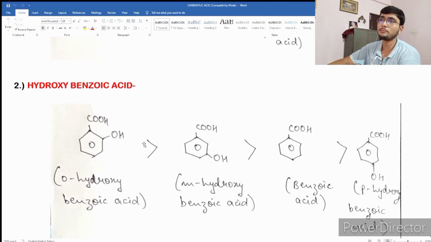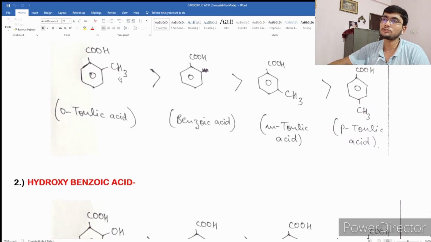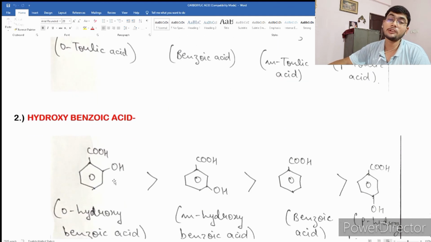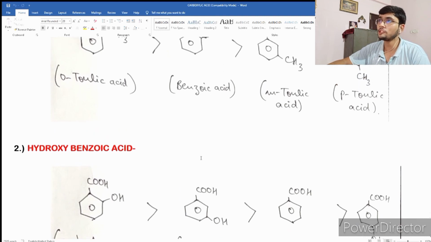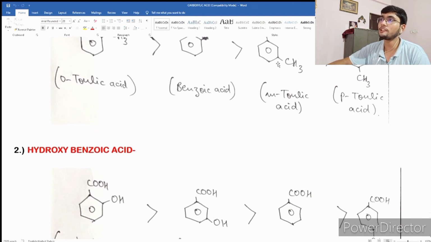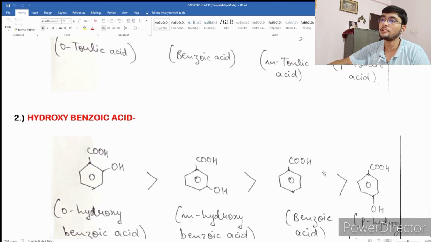Now coming to the hydroxybenzoic acid. In hydroxybenzoic acid also, you see the ortho isomer is always more acidic. Then comes the meta, then comes benzoic acid, then comes the para. You know, in electron donating, meta is always more acidic than the para. Now you might be confused that the methyl group is also an electron donating group and OH is also an electron donating group, then why? You see here benzoic acid is more acidic than the meta isomer, but here the meta isomer is more acidic than the benzoic acid.